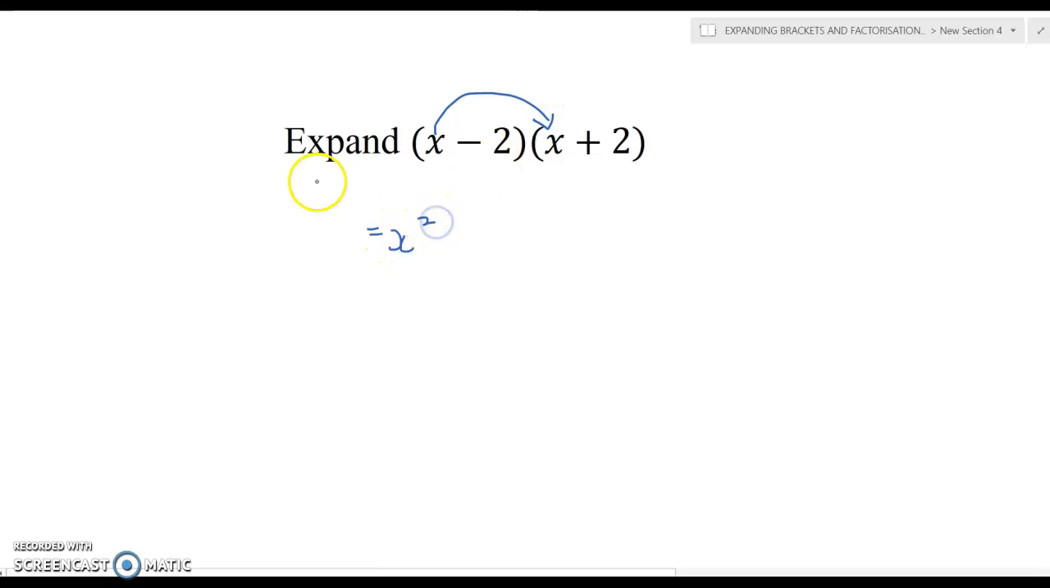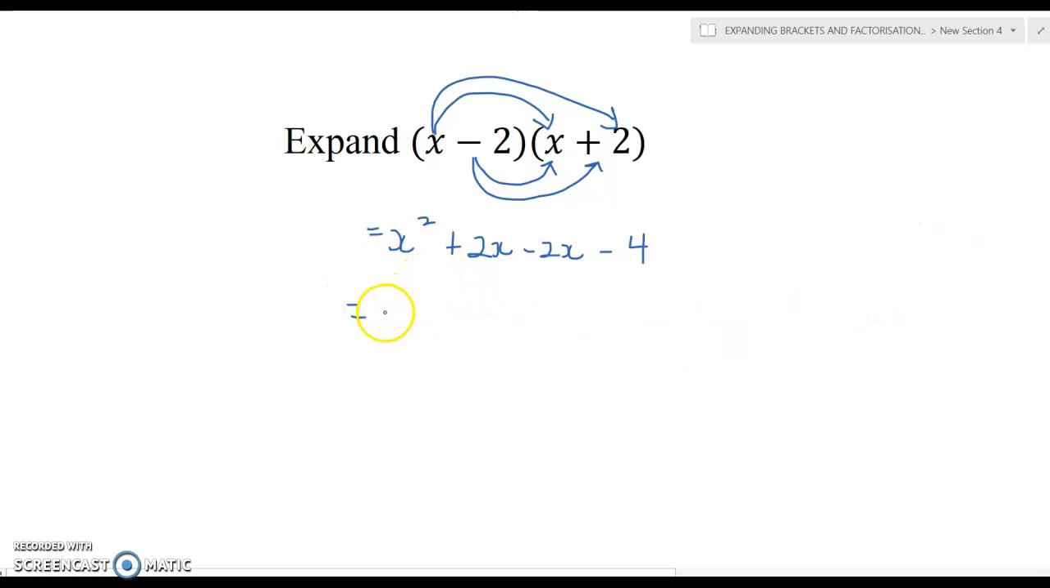So I'm just jumping the gun a little bit. x by 2, so this is x by positive 2, that's positive 2x. Now we have minus 2 by x, which will give me minus 2x. Then we have minus 2 multiplied by positive 2. A minus by a positive is a minus. 2 by 2 is 4. So I just jump the gun and put in the little notes at the side, right? You could if you want to though.